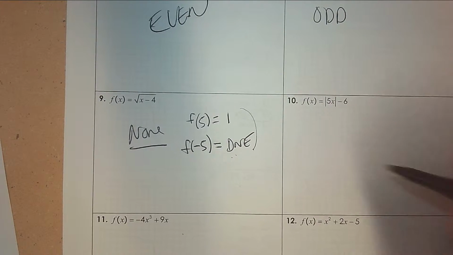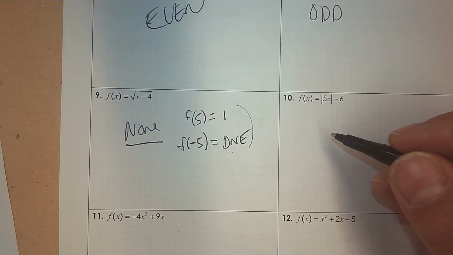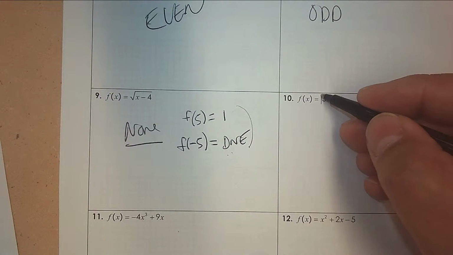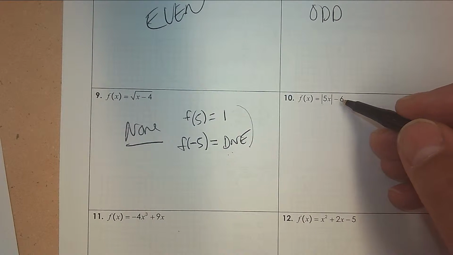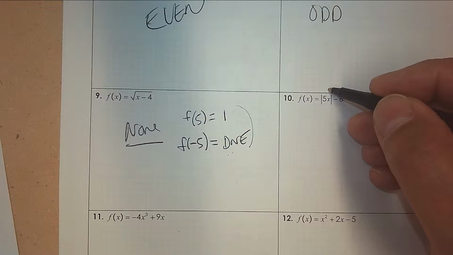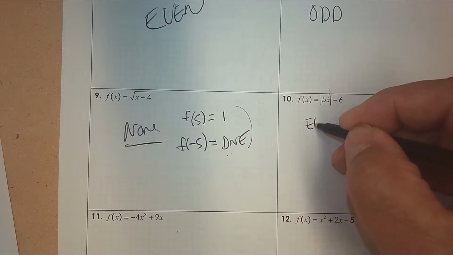Number 10, the absolute value of 5x, and then subtract 6. That's that absolute value bar, so we're not worried about the exponent as much. You can even think of the v going down. So whatever I plug in, whether it's a positive number or a negative number, the answer will always be the same, and subtract 6. So this is an even function.